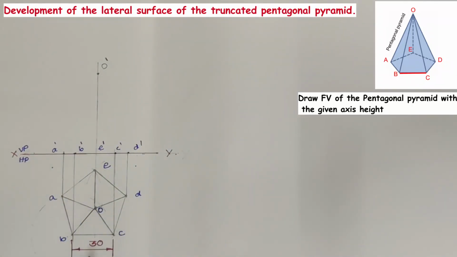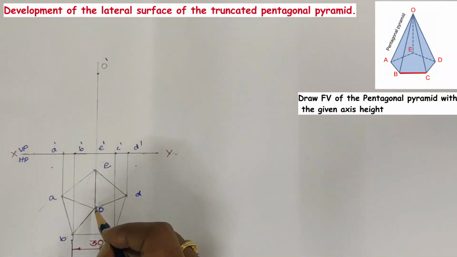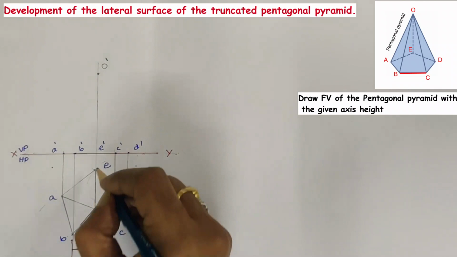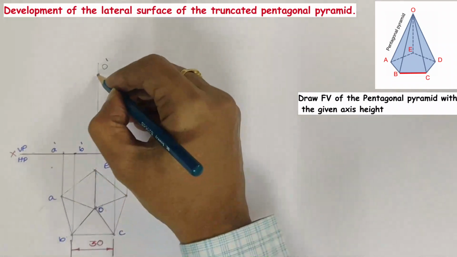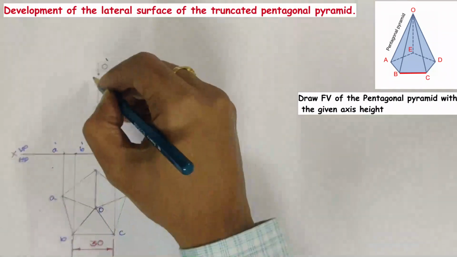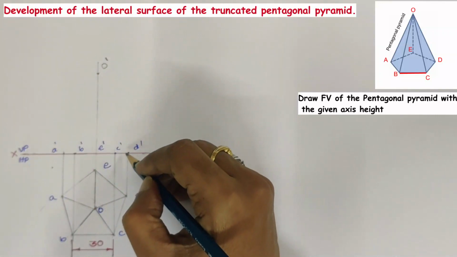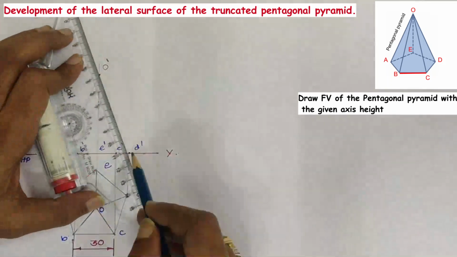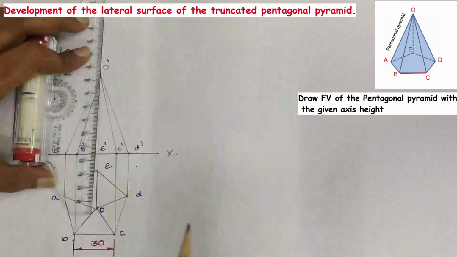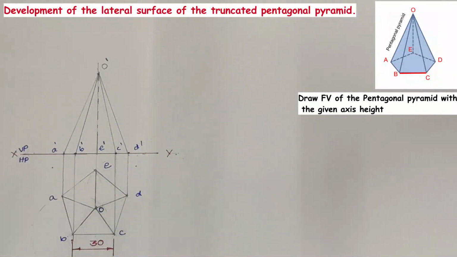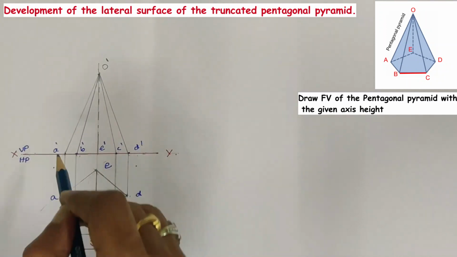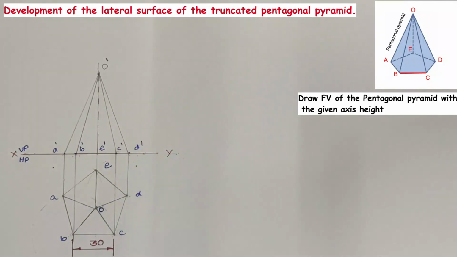For drawing the front view, the observer is looking in this direction. For the observer, the slant edges OA, OB, OC, OD are visible and the slant edge OE is invisible. So, we will join the points O dash A dash, O dash B dash, O dash C dash, O dash D dash with continuous line and O dash E dash with dotted line. And also the base edges AB, BC, CD are visible for the observer. So join the points A dash B dash, B dash C dash, C dash D dash with continuous line.